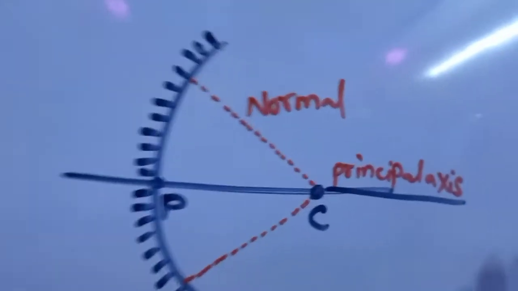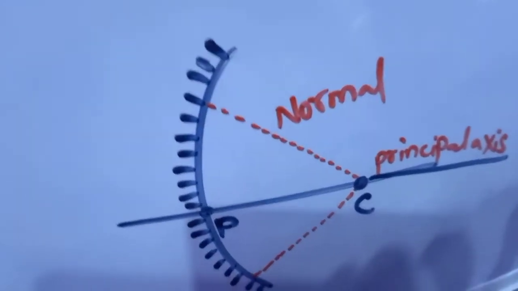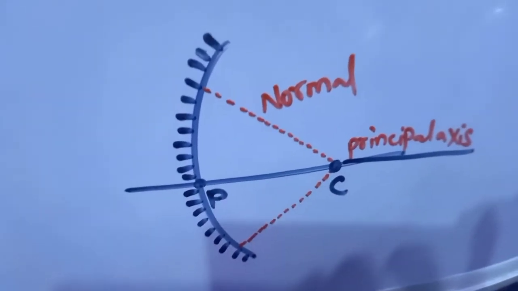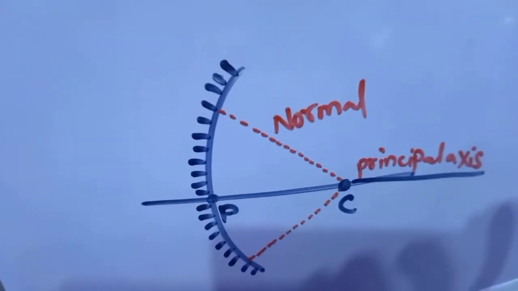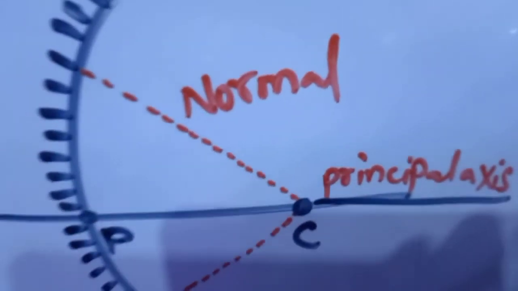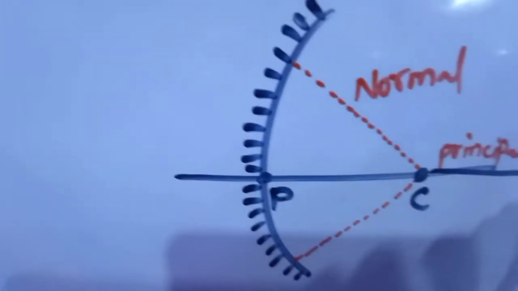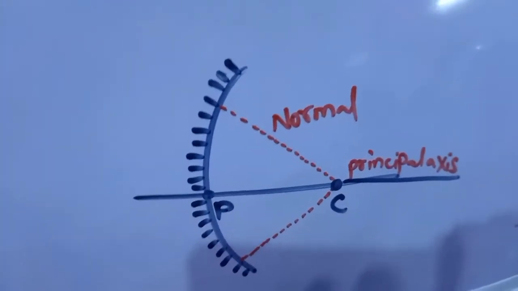In this particular diagram, I have shown you with red color dotted lines. Two red color dotted lines I have shown you here, and both of them represent the normal. And here C is the center of curvature. As you know, P is the pole of the mirror. And I have drawn here two normals.